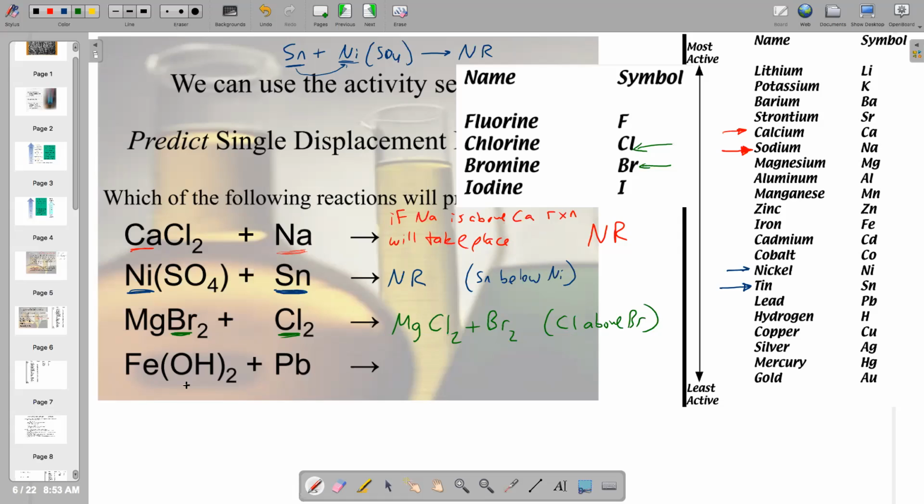All right, so then iron hydroxide and lead. So you look to see where lead is. Lead is right down here. I'll just put a box around it. And then lead would replace the iron. Iron is up here. So because the lead is below the iron, there's no reaction that takes place. Lead is below the iron, no reaction. So if you have a solution of iron hydroxide, and you throw a piece of lead in, the lead just stays lead.